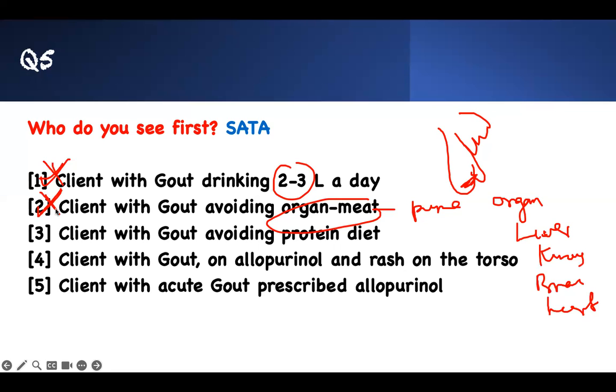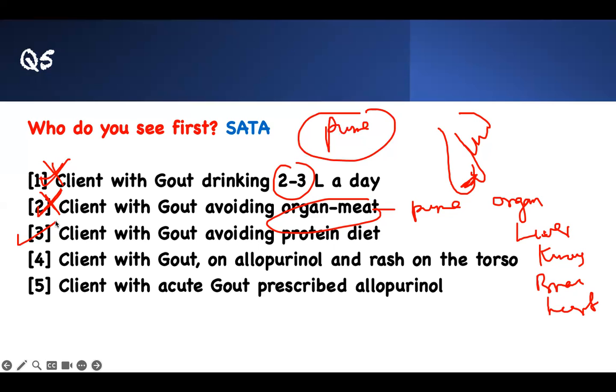These two. Client with gout avoiding protein diet. That's the problem. You will never avoid protein. The diagnosis says avoid purine, something that has purine in it, right? So why do you want to avoid protein? Our body, okay, needs what? Protein. You can't function without protein. So this patient, yeah, I need to see this patient. He's doing something bad. You need some protein to grow. So that's the one I will see. But 1 and 2 are fine.